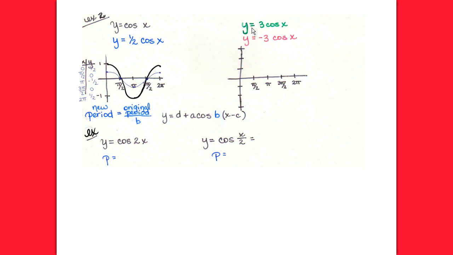Stretch it. It's going to stretch it, right? So it's going to change its amplitude. How high will it go? It's 3 times as high, right? So it'll go up to 3 and down to negative 3. So try and sketch that without plotting points. Draw your regular cosine curve, but have it go up to 3 and down to negative 3.